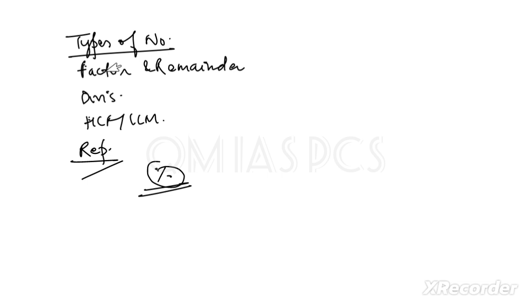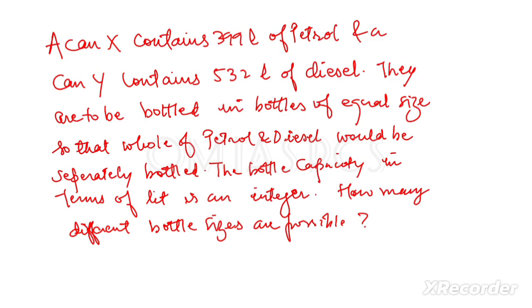So before going, let's see the homework. Take the homework here. This question is from UPSC 2024. The very latest question is this, and the question was: a can X contains 399 liters of petrol, and a can Y contains 532 liters of diesel. They are to be bottled in bottles of equal size. They should be bottled in equal sizes.